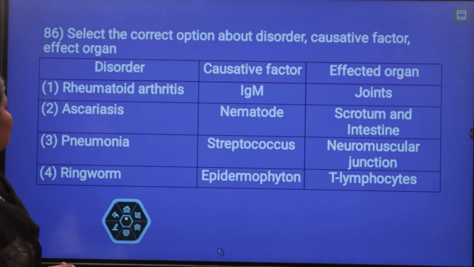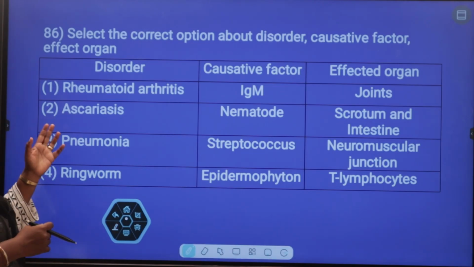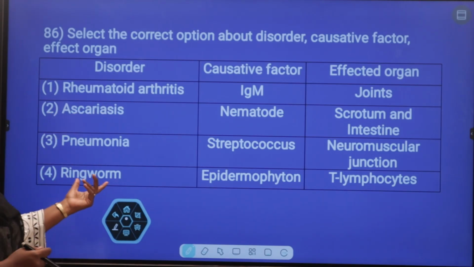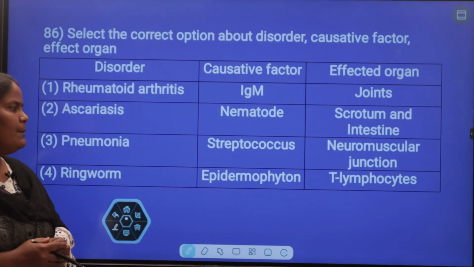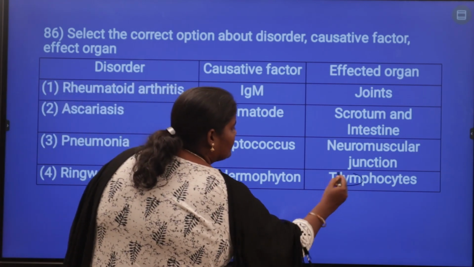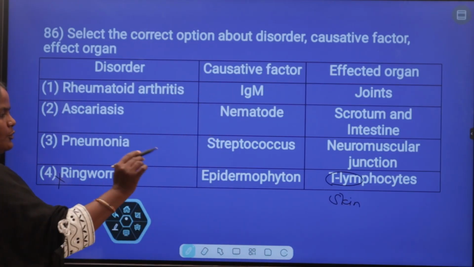86, match the following from human health and disease. Select the correct option about the disorder, causative factors and affected organ. Let's discuss from the base of the content. Ringworm, yes, it's due to the fungal species Epidermophyton, but the affected organ is not the T lymphocytes. It is wrong. It is the skin. So based on this, the fourth option is wrong.